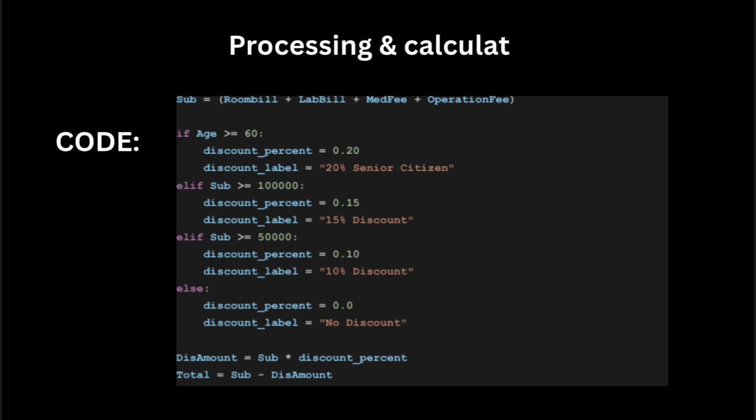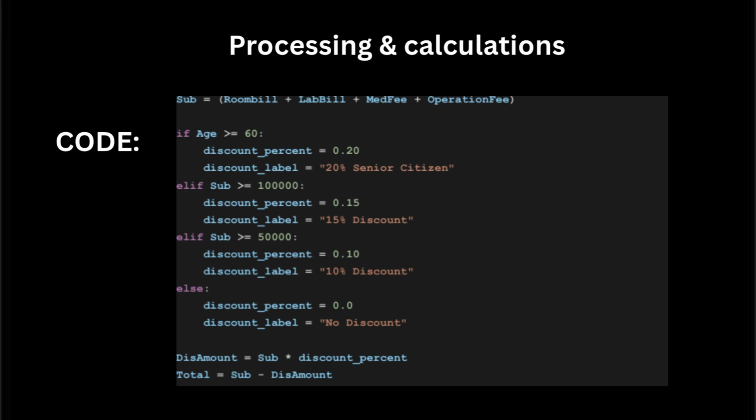Then we move to processing and calculations. So first, we calculate the subtotal by adding up the room bill, lab bill, med fee, and the operation fee. Next, we have another if else chain to determine discounts. This chain is checked in order. First, it checks if age is greater than or equal to 60. If it's true, the patient gets a 20% senior citizen discount.